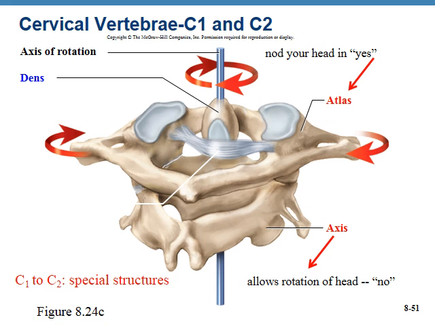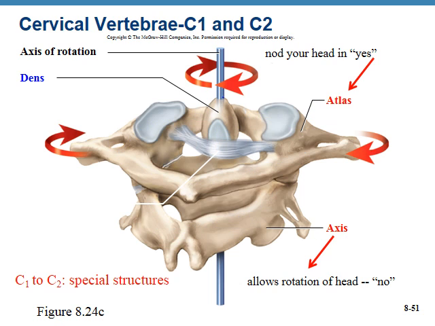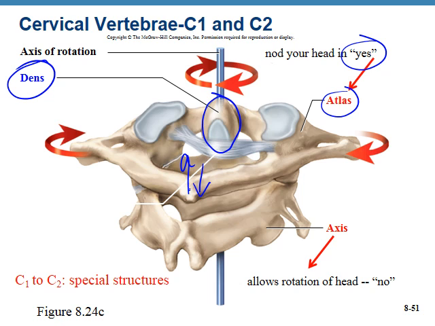Here's a great figure to show you the atlas, which is this structure, and then the axis, which is this structure with the dens. Dens is the knob. So this part right here is the dens. The atlas allows you to say yes. This part goes up and down, and it pivots on the dens, so it allows you to raise and lower your head. The axis allows you to say no, because you can turn the atlas this way and shake your head yes or no.